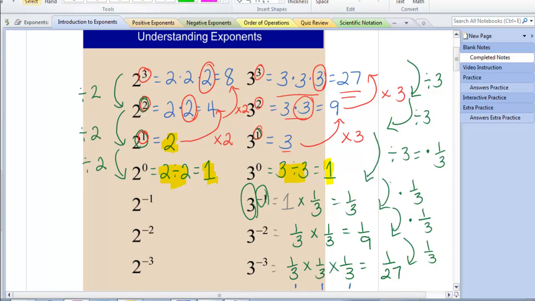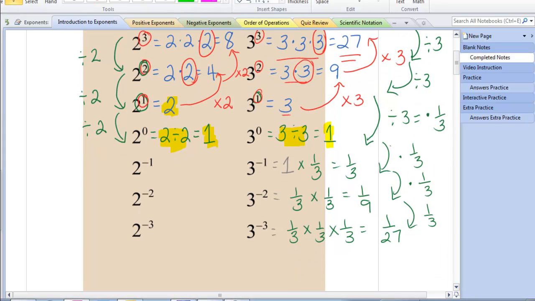So let's look at this pattern with 2 as our base and make sure this is clear. So when we move down 1 with our exponents, we're going to multiply by the reciprocal of our base. So what's the base that we're working with? It's 2, right? So what's the reciprocal of 2? 1/2. In other words, dividing by 2 is the same as multiplying by 1/2. So 2 to the negative first means we have 1 of the reciprocal of our base. So what would that equal? That equals 1/2, right?